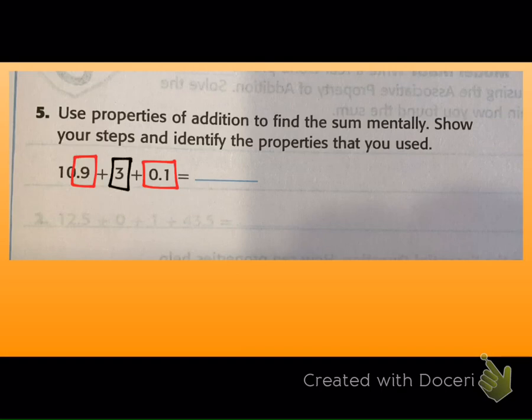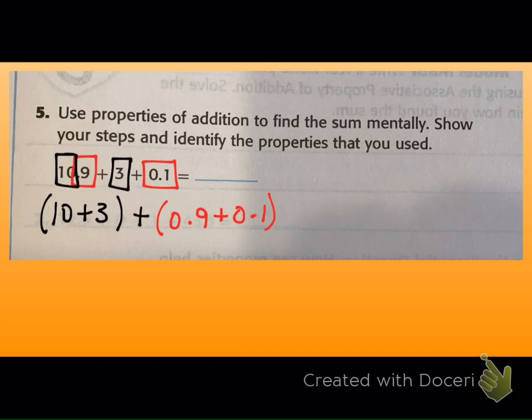So I could go ahead and take this whole number and this whole number and group those together. So if I group 10 plus 3, and then group together the two that are the decimals, 9/10 and 1/10. And then when I go ahead and add these, 10 and 3 is really easy to add. And like I just said, 9/10 and 1/10, that's 1 whole. That's simple to add, isn't it? 13 plus 1, 14 is my total. Just by moving the pieces around, okay?